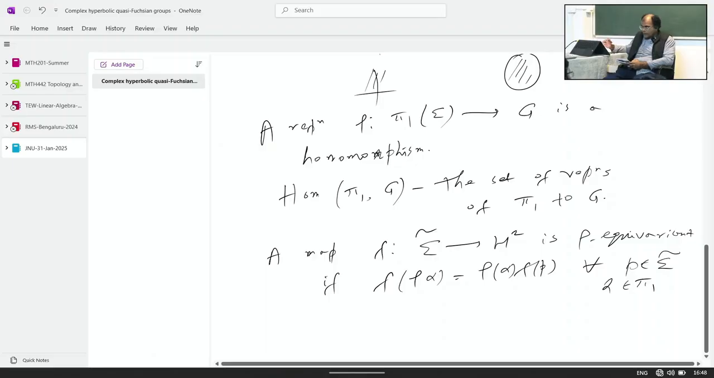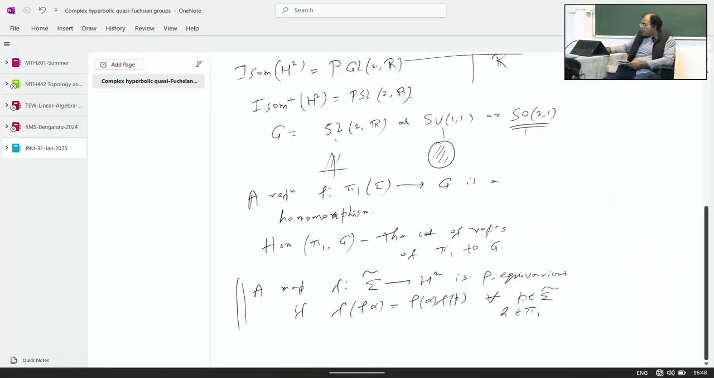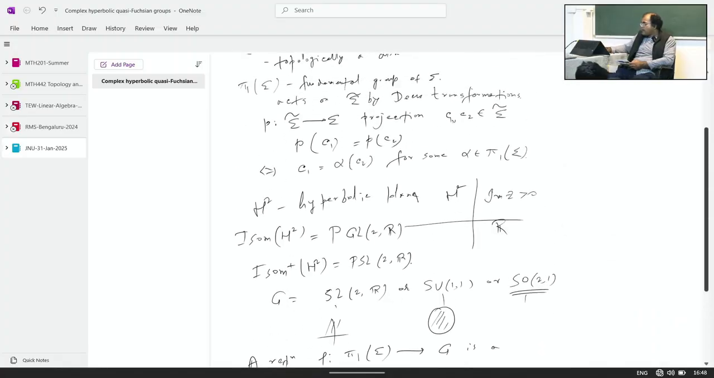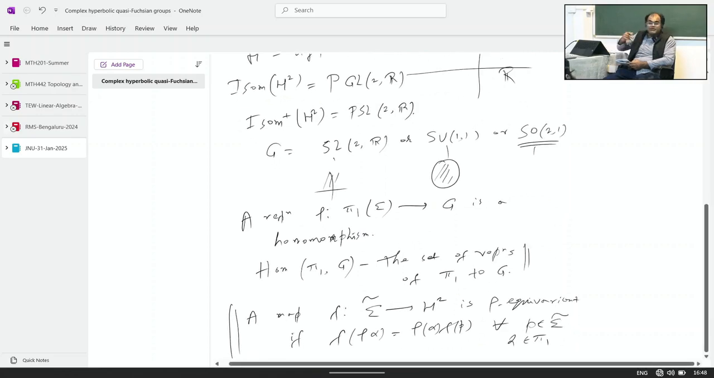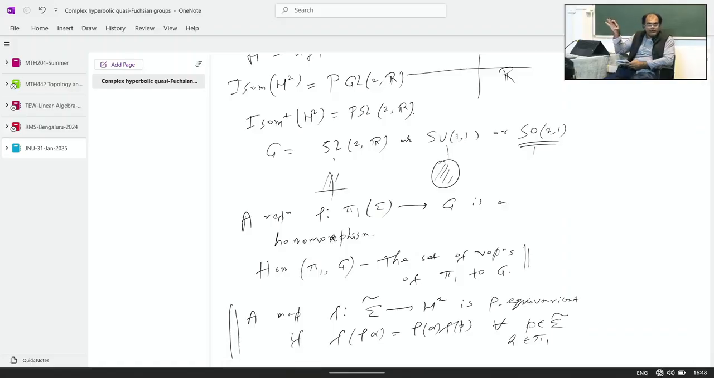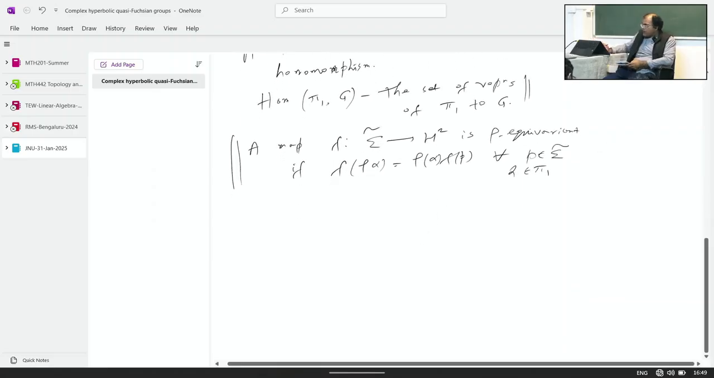pi_1. Okay. Now, so you now have a kind of rho equivariant family of maps, and you have this set of representations of pi_1 to G, where G acts on itself by conjugation, and you have the conjugation orbits. Now, what is the correspondence between these two? There is a close correspondence, and these two objects give you a correspondence between the topology, geometry, and algebra of the representations. So, the correspondence goes like this.